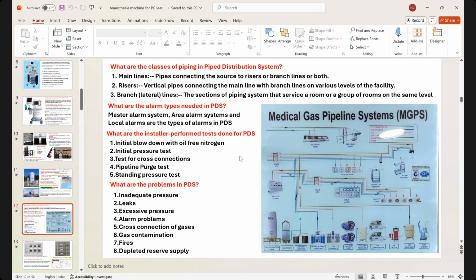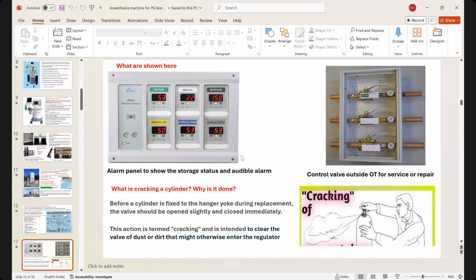So I prepared that. And then these are all the panels which you will be seeing in your OTs to show the pipeline pressure from the central supply, as well as the shut-off valves, which should be present in every area for local repair or replacement of the worn-out parts in the pipeline. So you should have a facility to stop the gas flow.